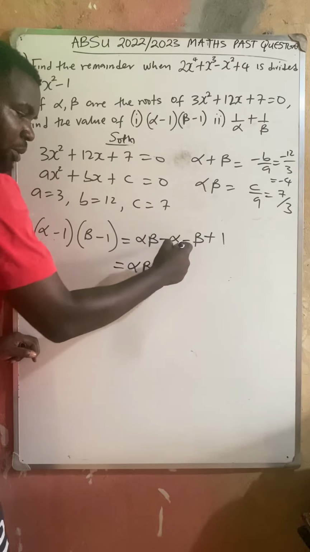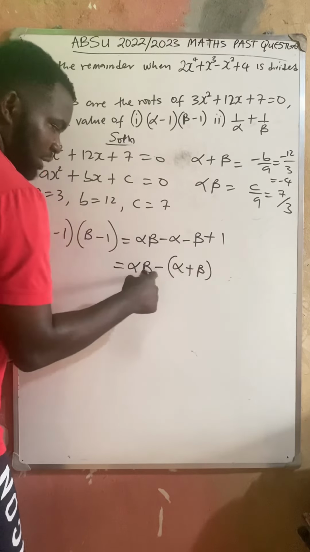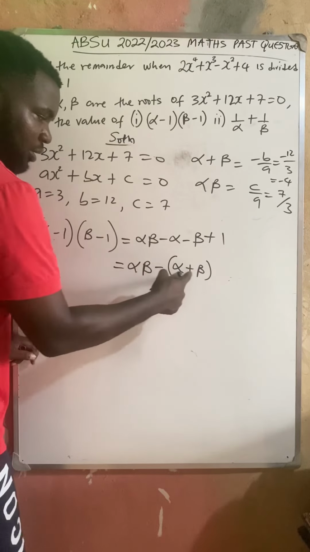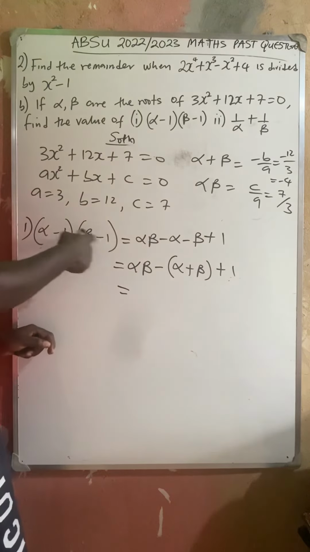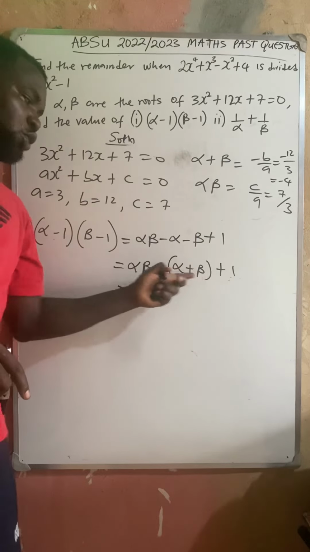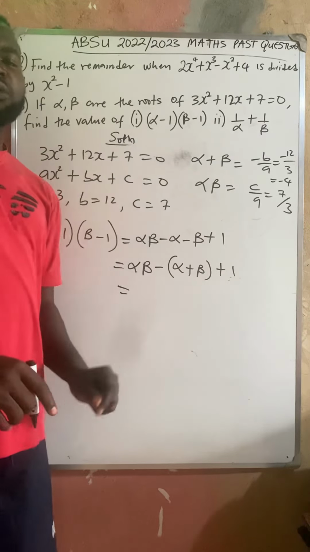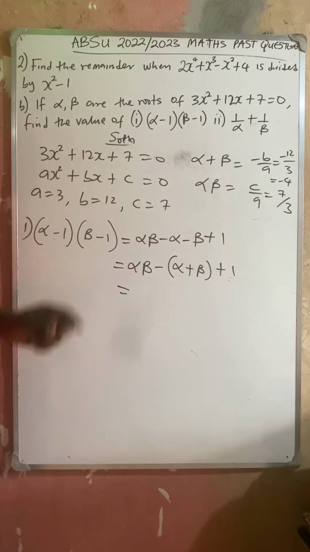Now, this is alpha beta. Now, they have something in common. They have minus in common. I can open bracket and say alpha plus beta. So that minus times this will give you this. Minus times this will give you this. Bring back my plus 1. You see, I have shaped this thing now to contain only the sum of the roots and the product of the roots. So we can now substitute. You see why you need to find these two things first before you start looking for any other thing.